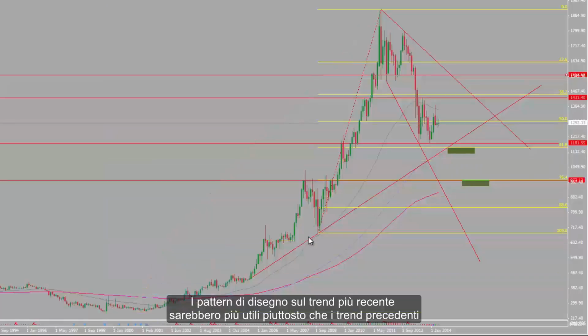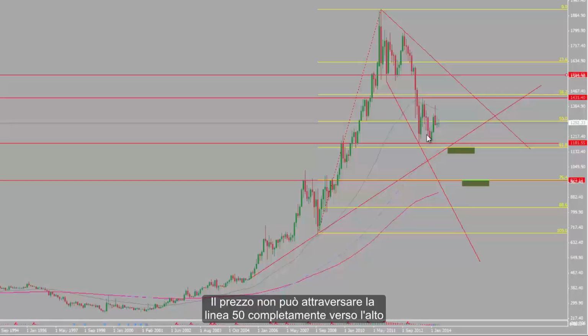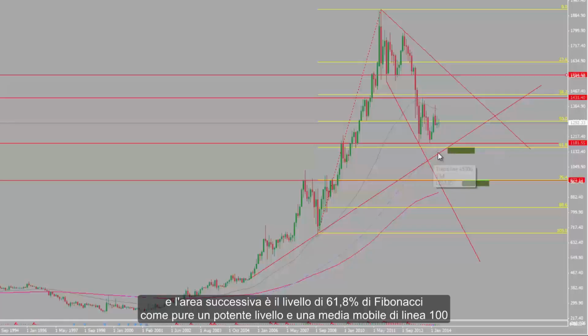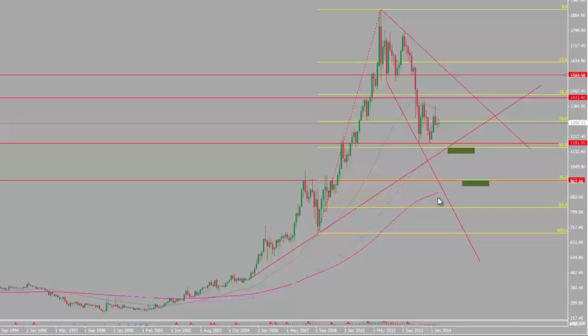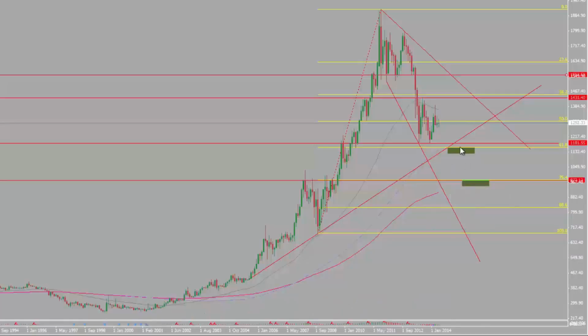Drawing patterns on the most recent trend would be more beneficial rather than earlier trends. The moving average values are 50, 100 and 200. Price could not cross the line 50 completely towards the top, and the next region has the level of 61.8% of Fibonacci, as well as a powerful level and moving average line 100. The next presumptive level has a moving average line 200 plus another powerful level and 76.4% of a Fibonacci pattern.